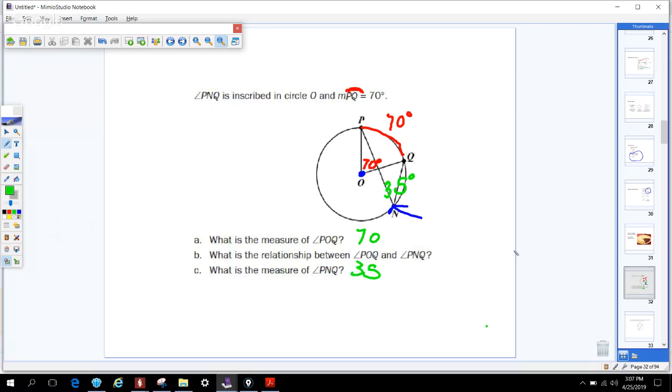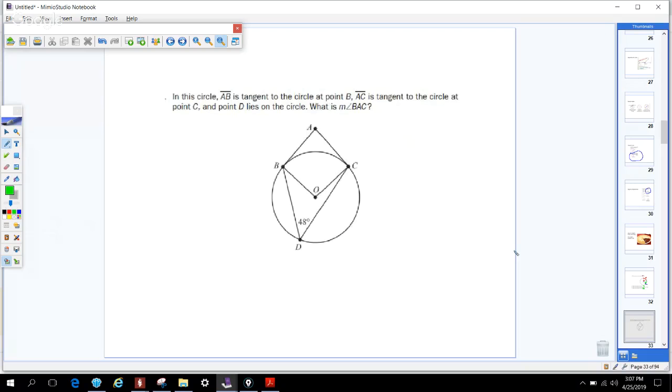Okay, next. In this circle, we know this is tangent. Pay attention to this one. This is a good example of something you're going to see. It's the same premise, but it takes it from a DOK1 to a DOK2. If you don't know what DOK is, that means I'm not your teacher, and that's fine. DOK level is how challenging a problem is.